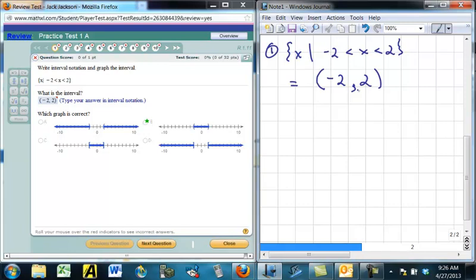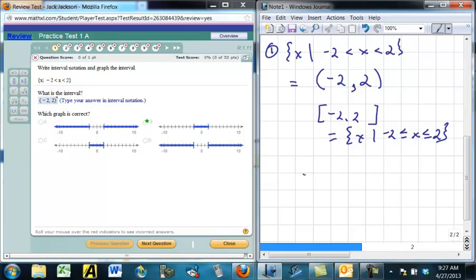Notice that it's basically the x is between -2 and 2, and we do not include the endpoints, so we use the parentheses. If we use brackets like this, then that would be the set of all x such that -2 is less than or equal to x, which is less than or equal to 2. So that's set builder notation.